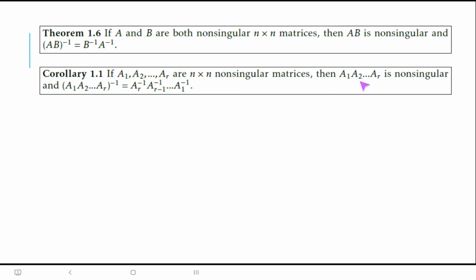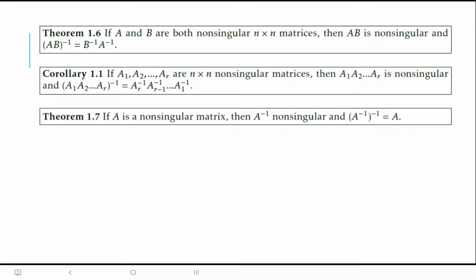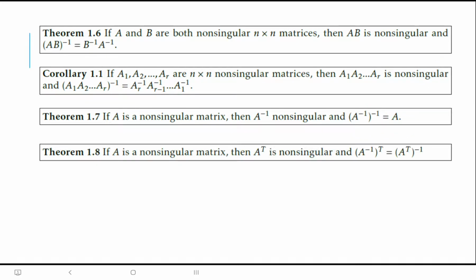Then yung product nila, okay, ay meron ding inverse. At saka yung inverse niya ay equal dito. Okay, so parang application lang ng theorem 1.6. Okay? Furthermore, if A has an inverse or A is non-singular, then yung A inverse mo rin ay meron din siyang inverse. And the inverse of the inverse is just equal to A.